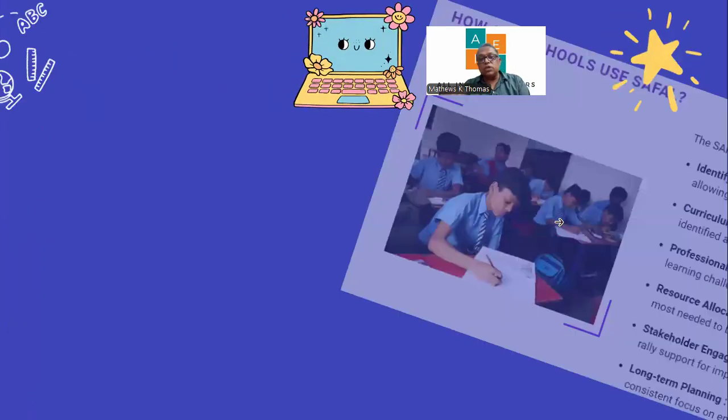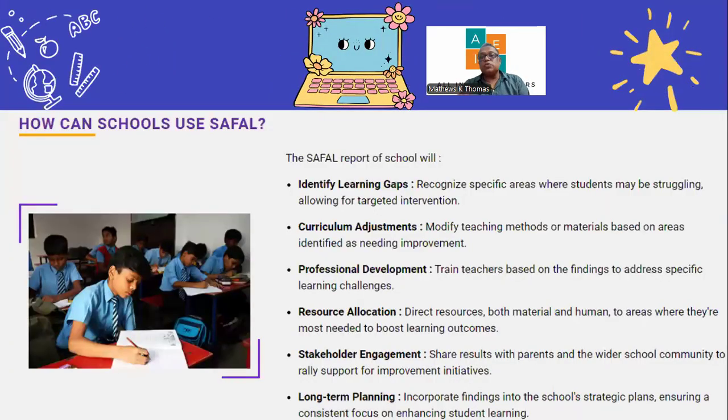Then we come to the purpose of Safal in the school. So what will happen when you get the Safal report? What can schools do? First is to identify learning gaps. So you all know, okay, this is the gap. When you go to a doctor, the first thing is the symptoms you tell. Then diagnosis is the most important part.